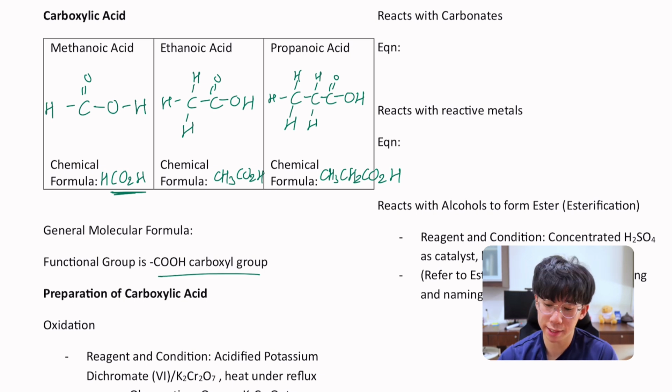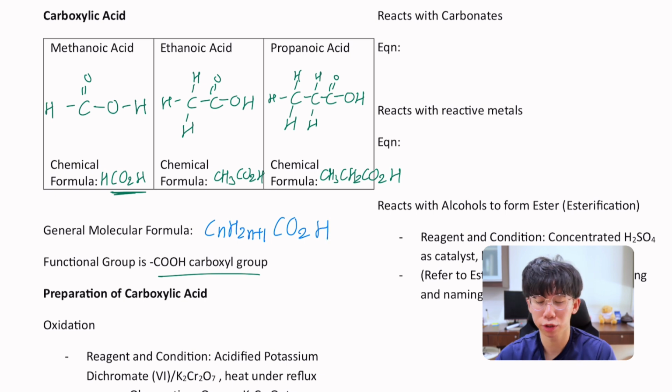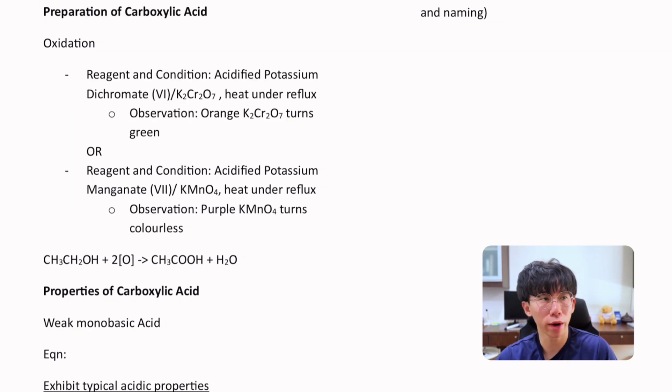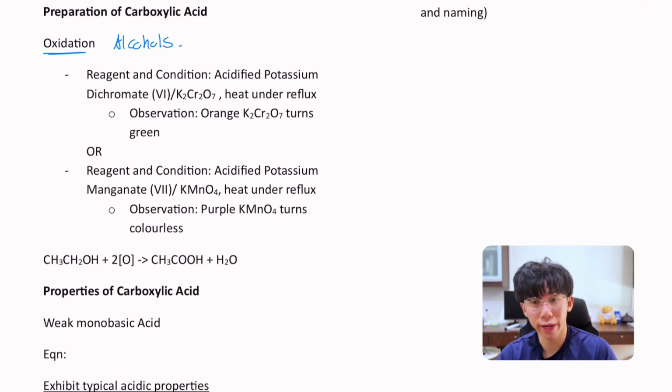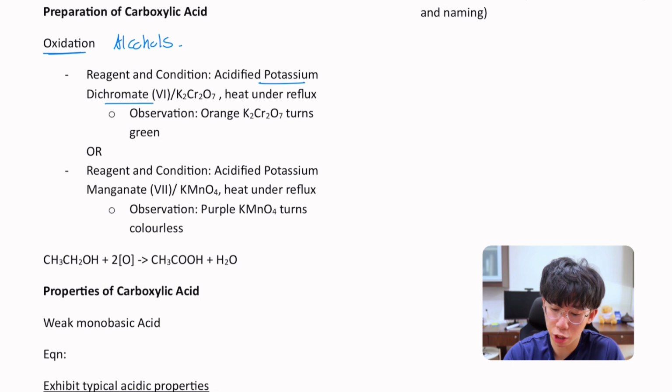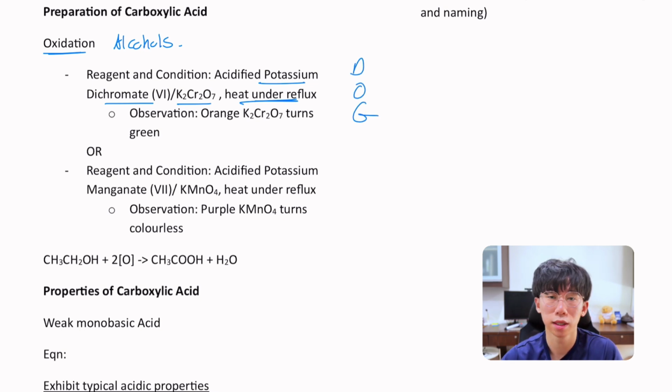This general formula is CnH2n+1CO2H. How do you prepare your carboxylic acids, or what reactions can form your carboxylic acids? Well, we already ran through one. This is under your alcohols chapter. You can use oxidation of your alcohols. So just to recap, you can use acidified potassium dichromate(VI), or K2Cr2O7, and heat under reflux. If you use that, your orange dichromate(VI) will turn green. How you memorize that is DOG, dichromate orange to green, or in short, DOG.